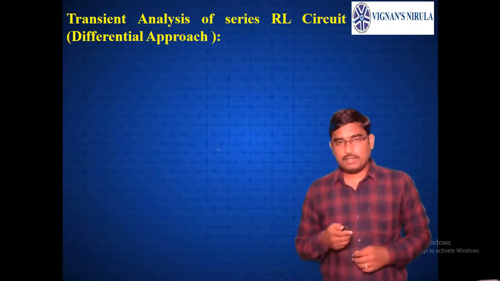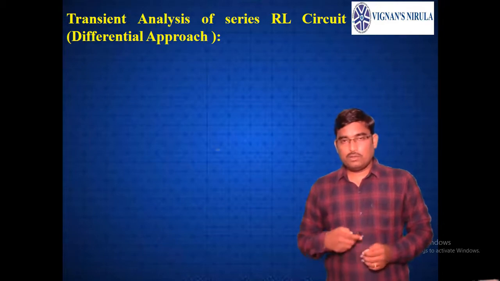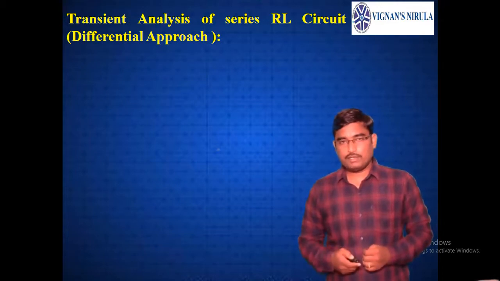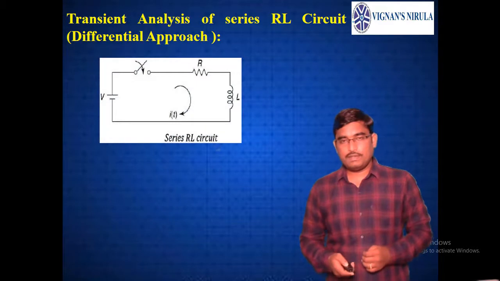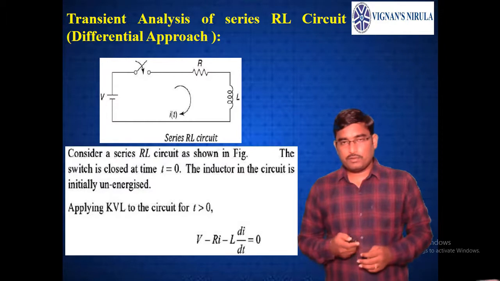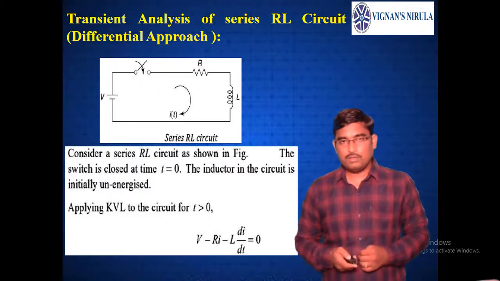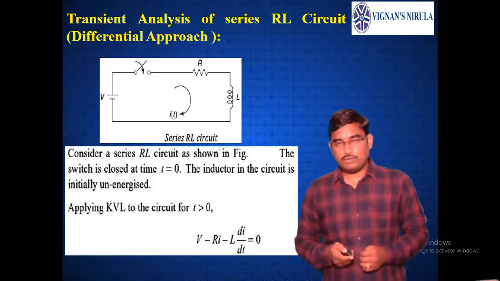Now let us see the transient response of RL circuit with DC supply. We are going to use the differential equation approach. See the circuit: here we have an RL circuit which is excited by a DC source of V volts connected through a switch. Current in the circuit is i. Suppose the switch is closed at t equals 0. Now let us apply KVL for the circuit.